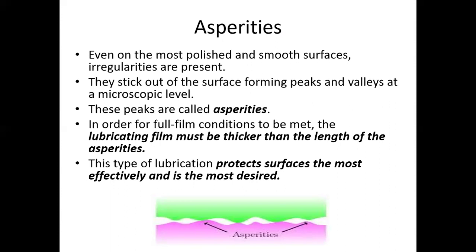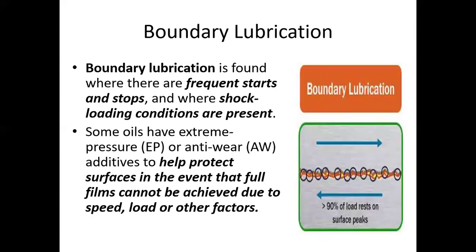This type of lubrication protects surfaces the most effectively and is the most desired. So actually, the most desired based on this particular statement or text would be our full film lubrication. But there are also other forms of lubrication, such as the boundary lubrication. Boundary lubrication is found where there are frequent starts and stops, and where shock loading conditions are present.